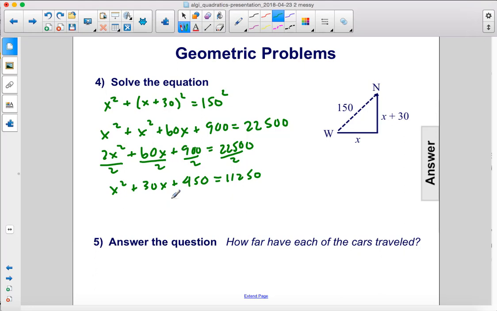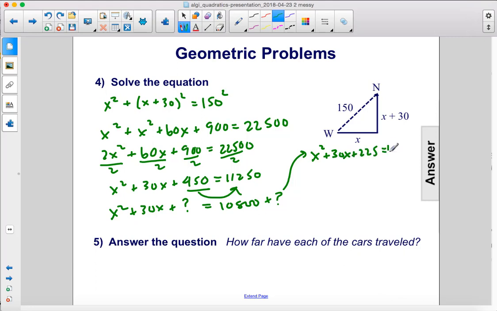Now, let's complete the square here, because that would make our lives easier. So we're going to move this amount over to the other side and then complete the square correctly. So we have x squared plus 30x plus a mystery amount equals 10,800 plus that same mystery amount. Okay, so if we want to complete the square, we would add 225 to both sides, because we'd have 30 divided by 2 gives us 15. 15 squared gives us 225. So we have x squared plus 30x plus 225 equals 10,800 plus 225.